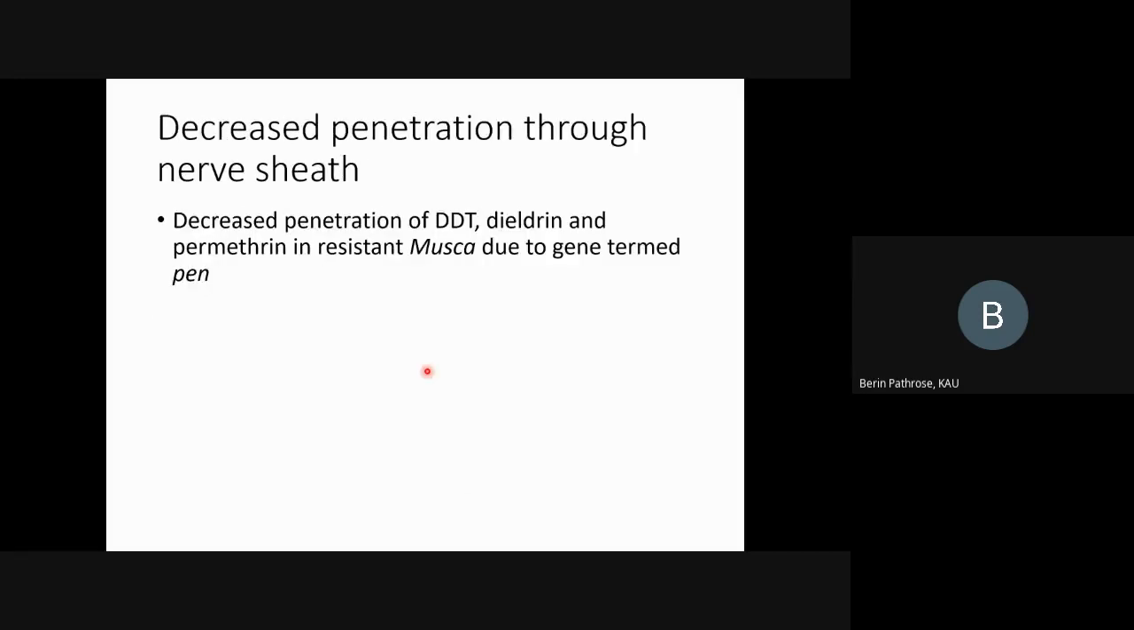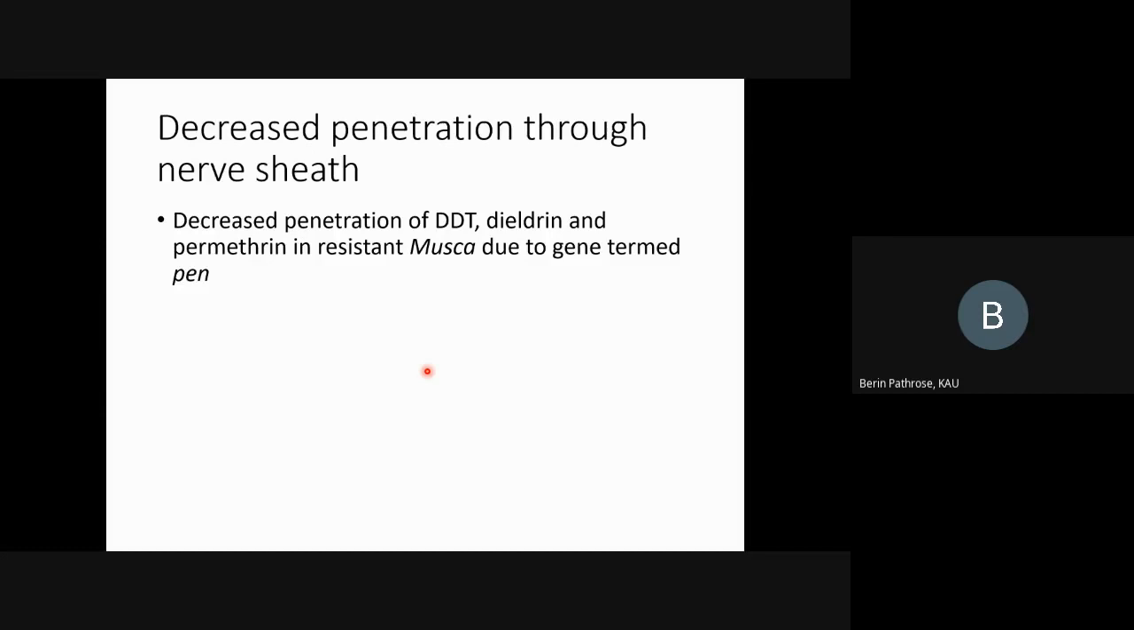The first one is decreased penetration through the nerve sheath. This is mainly an old mechanism. This mechanism is not that studied nowadays. I don't know whether any new papers are there with respect to decreased penetration. All the literature cites this old study wherein there is a decreased penetration of organochlorine insecticides, DDT, dieldrin, and permethrin, a synthetic pyrethroid, in resistant housefly Musca due to a gene named PEN. PEN is the gene name.